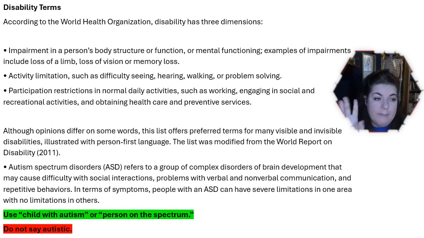According to WHO, the World Health Organization, disability has three dimensions. That's impairment in a person's body structure or function or mental functioning. That could be losing an arm, loss of vision, memory loss. Activity limitations such as difficulty seeing, hearing, walking, or problem solving. Participation restrictions in normal daily activities such as working, engaging in social and recreational activities, and obtaining healthcare and preventative services.